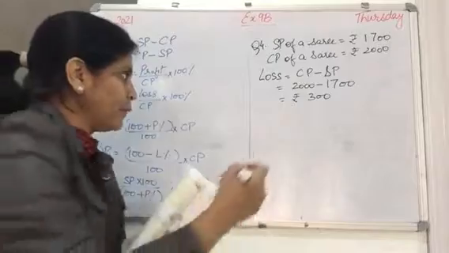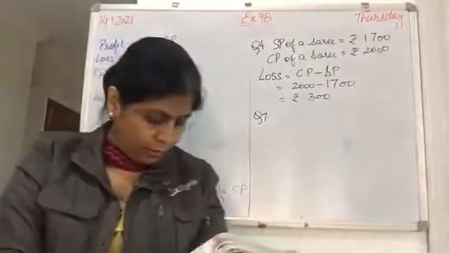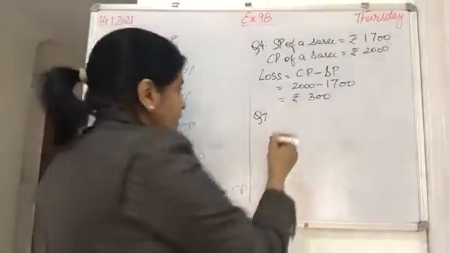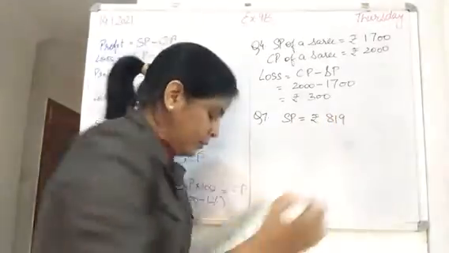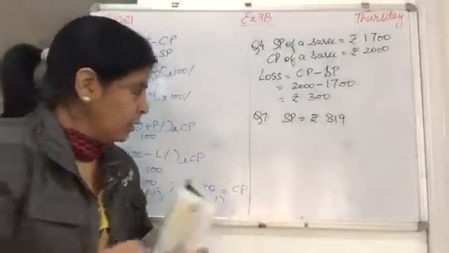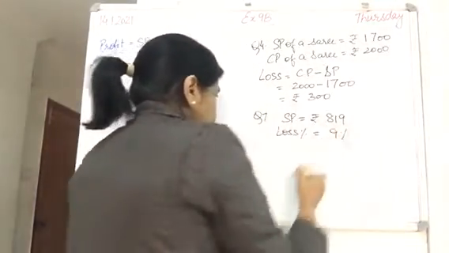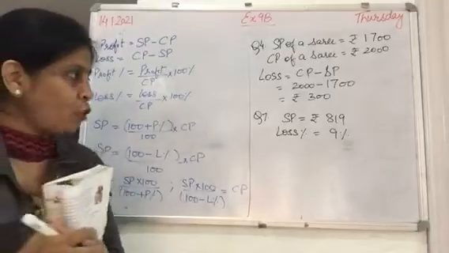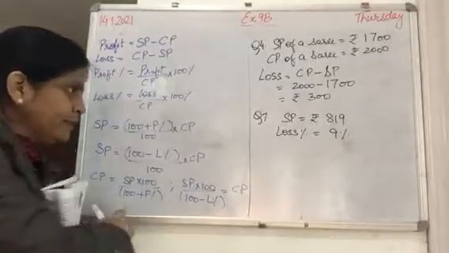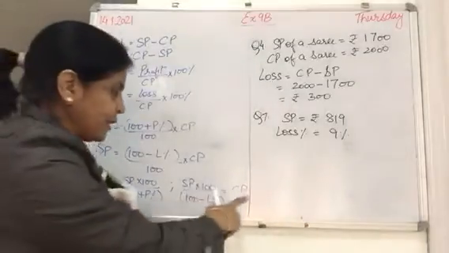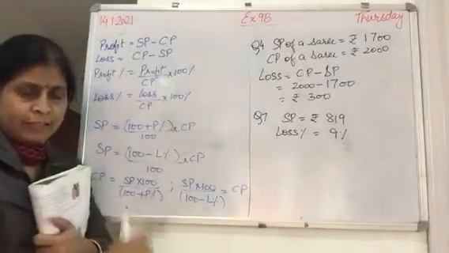Now question number 7 says that by selling a bicycle, the selling price is given as rupees 819, and the loss is 9%. So loss percent is 9%. Now students, why did I stop? Because we have selling price and we have loss. Can we find out the cost price? Yes, cost price by applying this formula, because we have loss. If we have profit, we apply the other one.